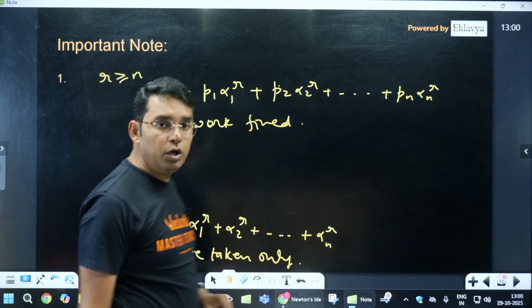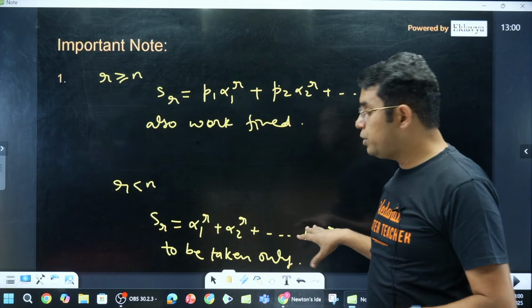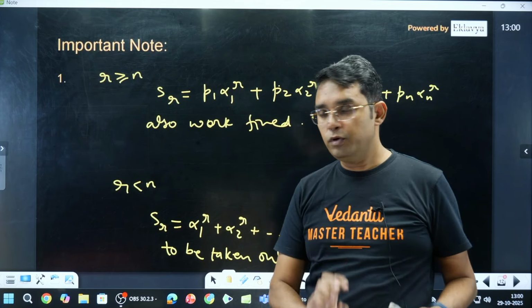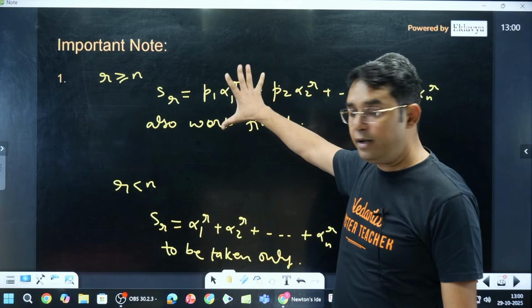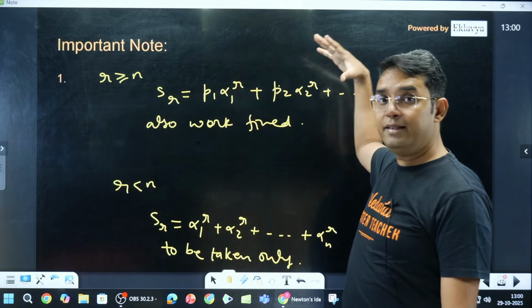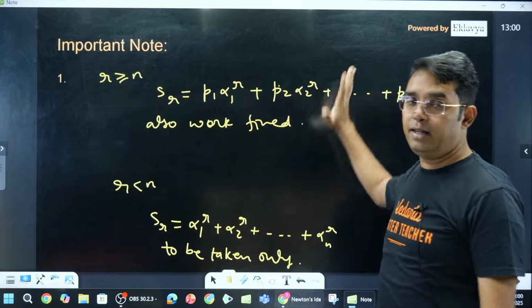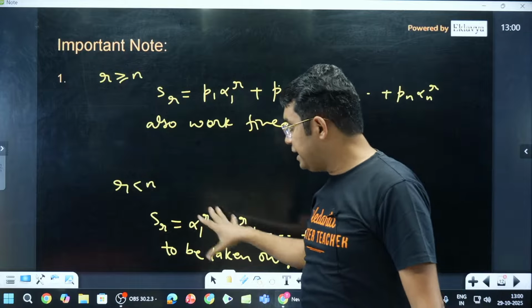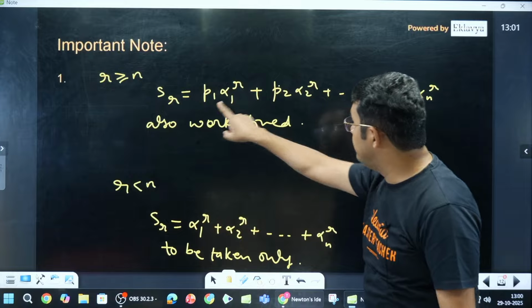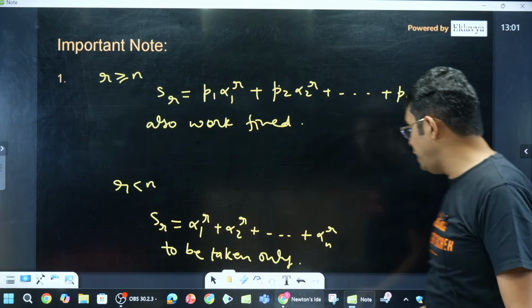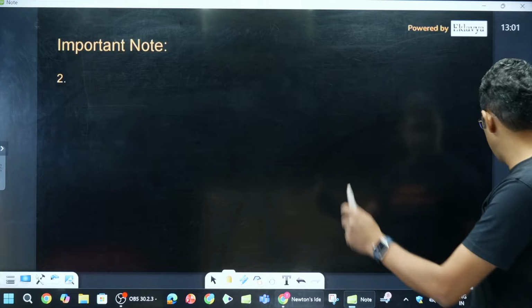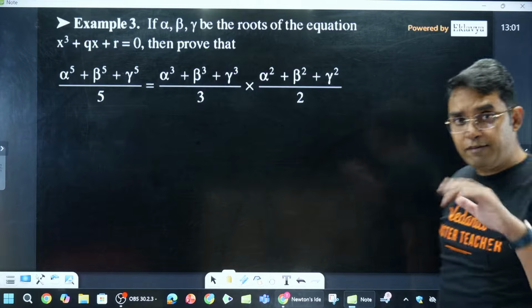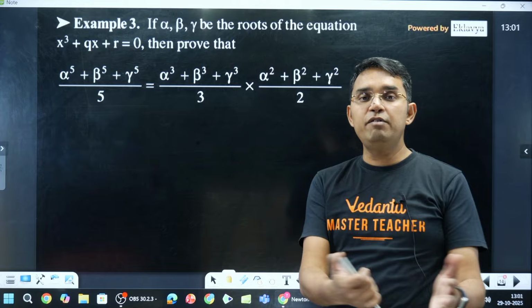Okay, why is it so? You can come to know about this through the proof. The proof of this is separate, where we multiply and then add. So P1, P2, if they are there, that is also fine. But when R is less than n, then this P1, P2, P3 have to be 1, 1, 1 only. Then this will work. This was my second note actually. I have already taken it. Now I will take one example before I go to the previous year question.